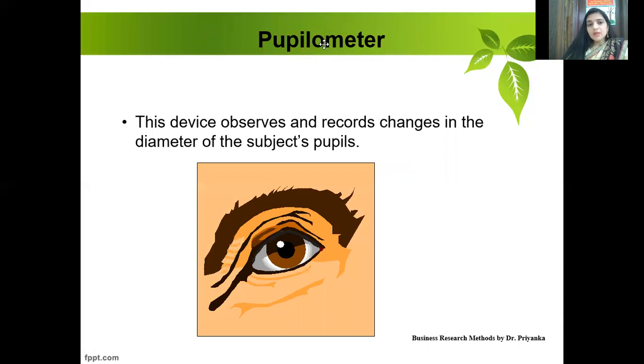Then pupillometer. This device observes and records changes in the diameter of the subject's pupils. Considering all other things constant, if you notice this, then also you can come to know whether the emotions were high at one particular time or not, when the person was reading the advertisement or some news or something like that.